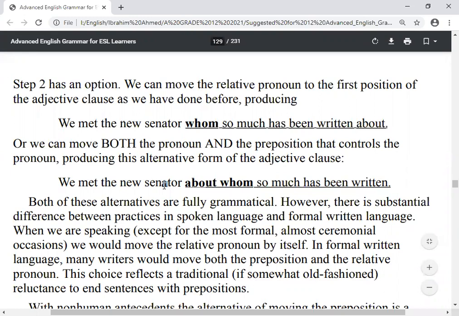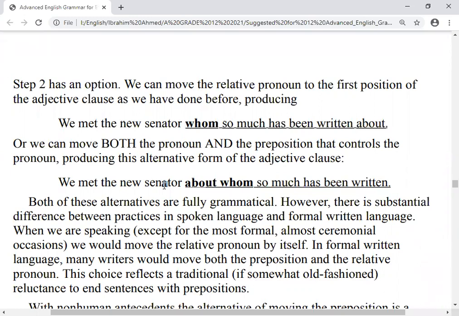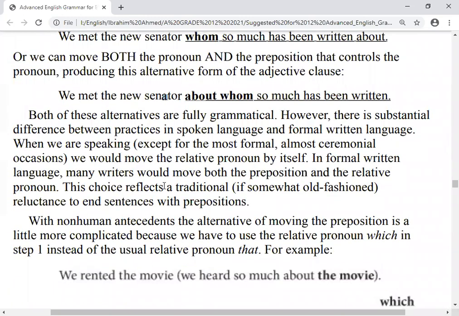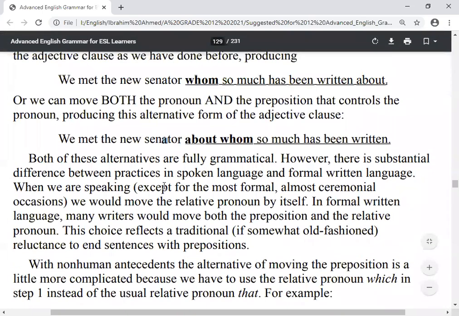Another example. This is the story. I told you about the story yesterday, but this is the story which I told you about, or about which I told you yesterday, right? Both of these alternatives are fully grammatical. It's okay to put the pronoun and then leave the preposition at the end, or put the preposition directly before the pronoun. Both are fully grammatical, both are okay.